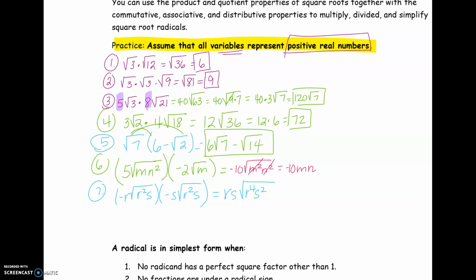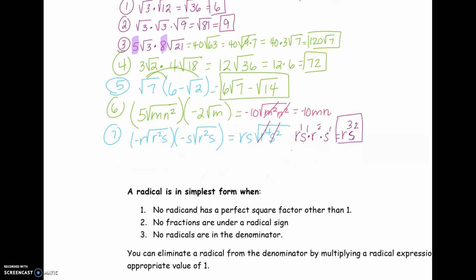Both of these are perfect squares, so this becomes rs times r squared times s. Sorry, when I took the square root of s squared, that should have just been s. We can combine these. This is r to the first times r to the second. You add the exponents. S to the first times s to the first, and that's s squared. So it's r cubed s squared.